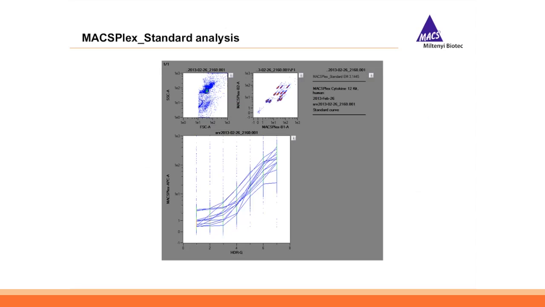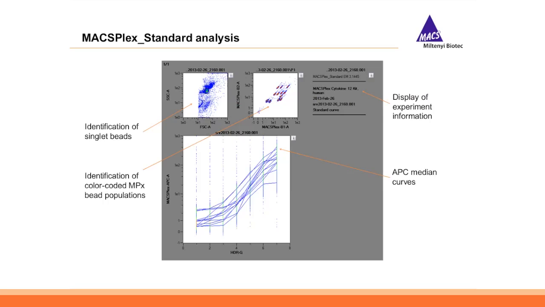So, how does it look on the monitor when you sit in front of your analysis computer? Let's start with the MACSPlex standard analysis. So over here we have the identification of the singlet beads. Here we have the identification of the color-coded bead populations. And over here, the APC median curves are displayed. So it's just showing the rough tendency of the APC medians over your different cytokine standard concentrations. So you see at one glance, okay, I have an increasing behavior of my APC medians, everything looks good. And over here, we display some kind of experiment information, for example, which kit is used.